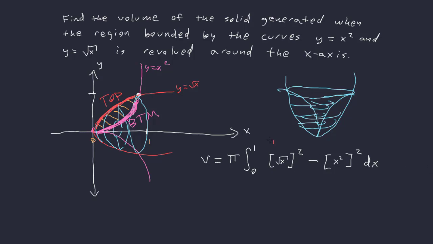So here we go, top squared, bottom squared. And of course, we subtract. All right, and then from here, it's just an integral. Pi integral from 0 to 1 of the square root of x squared minus x squared squared, which will be x to the 4th. And hopefully from here, it shouldn't be anything mysterious.